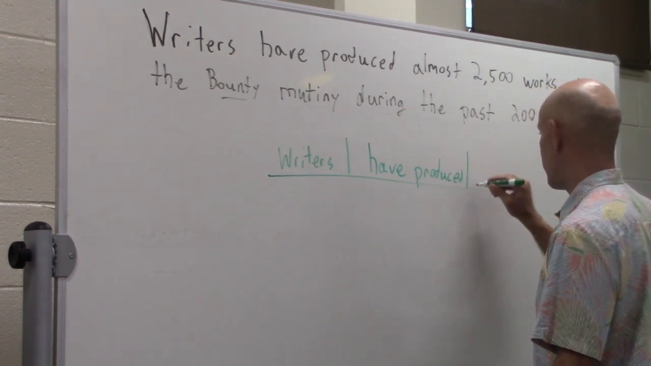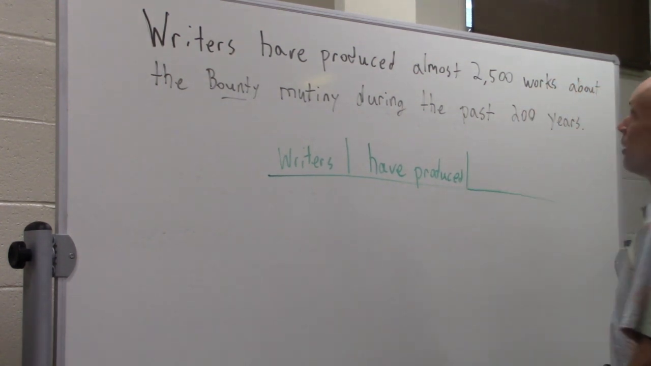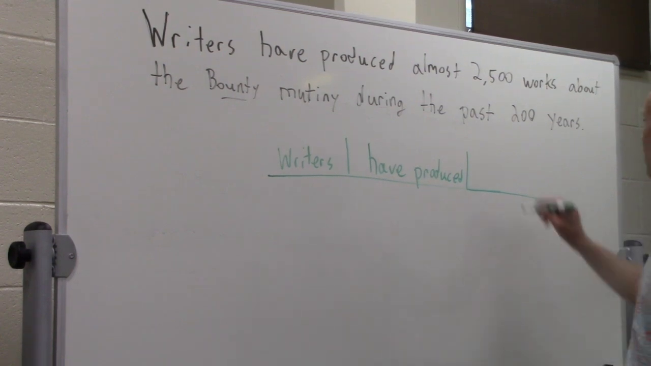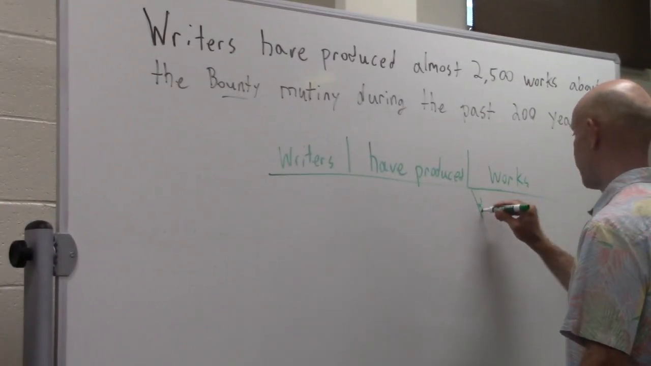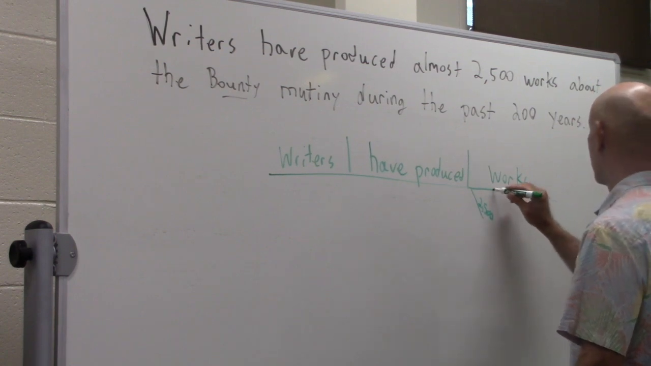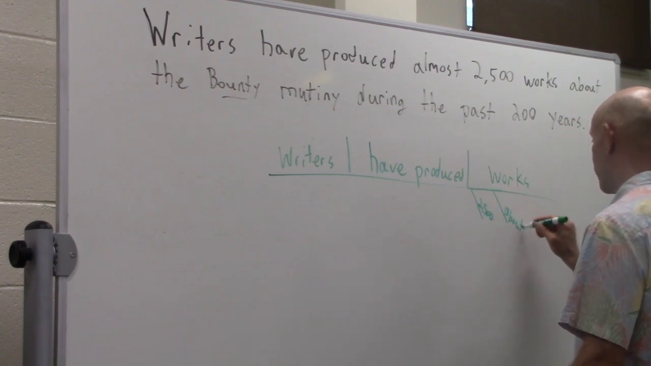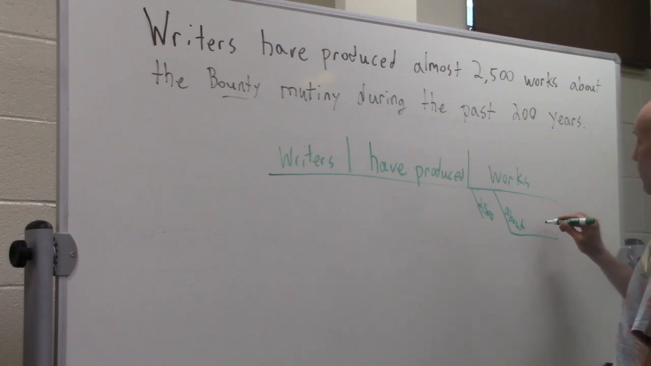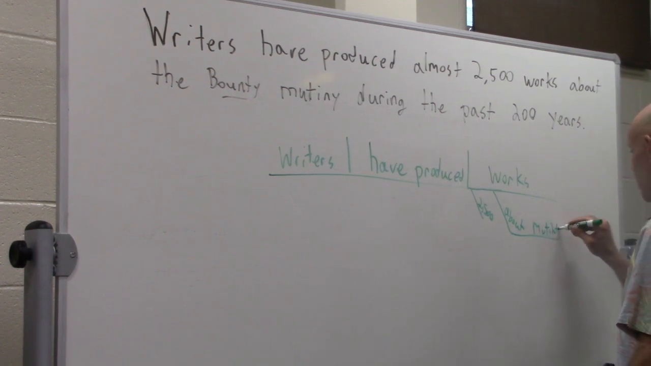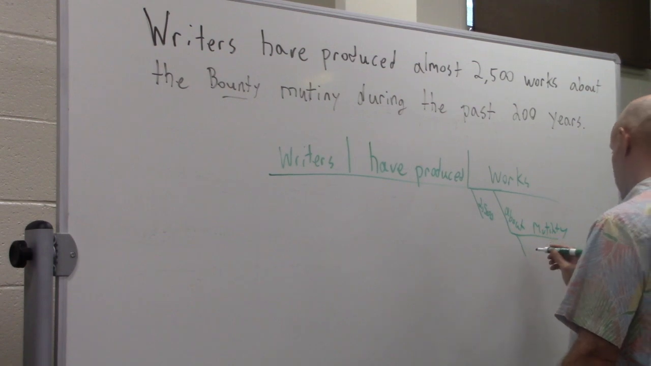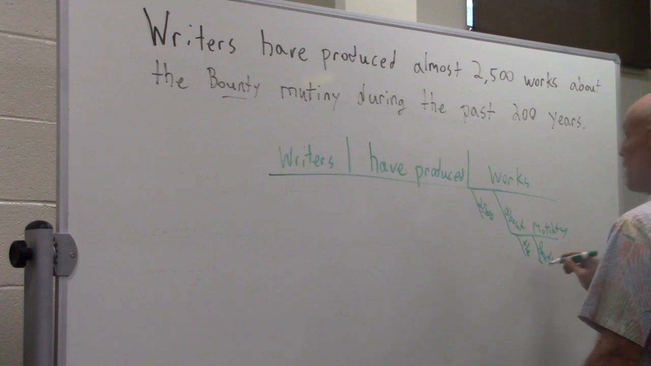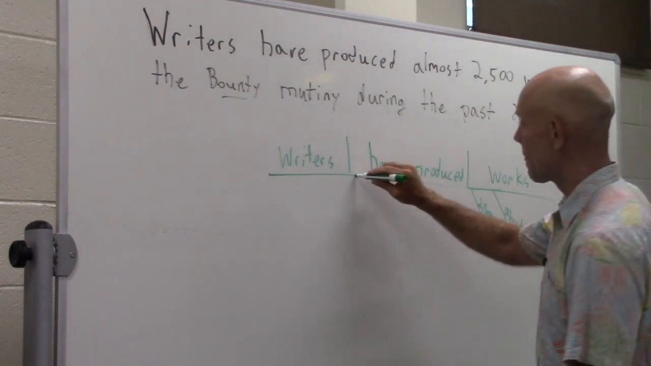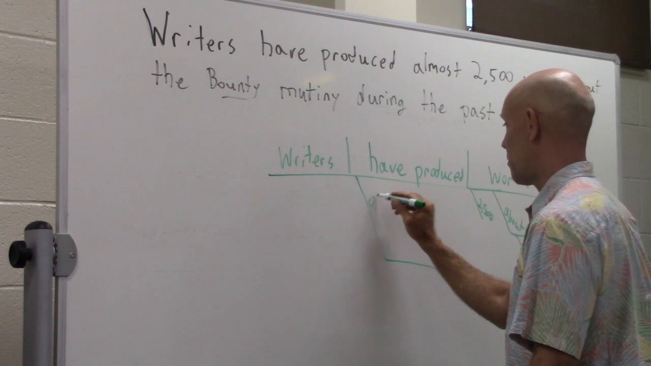And do you have a direct object in the sentence? No. Did they produce something? Yeah, they produced 2,500 works. Okay, and these are all modifiers here, right? What kind of works? Works about mutiny. What kind of mutiny? Okay. And when did they produce them? During the past 2 months. So there's your adverbial prepositional phrase, right?